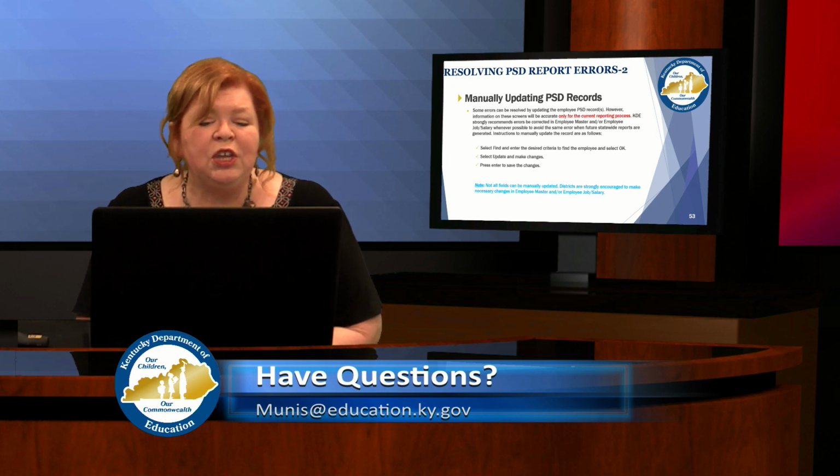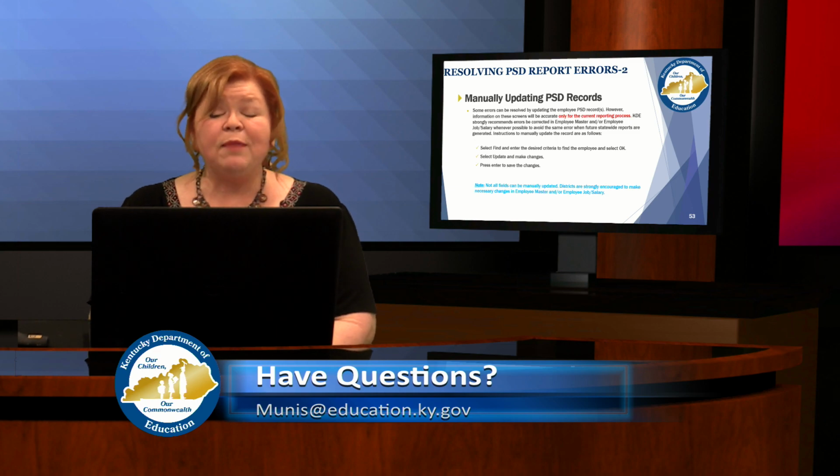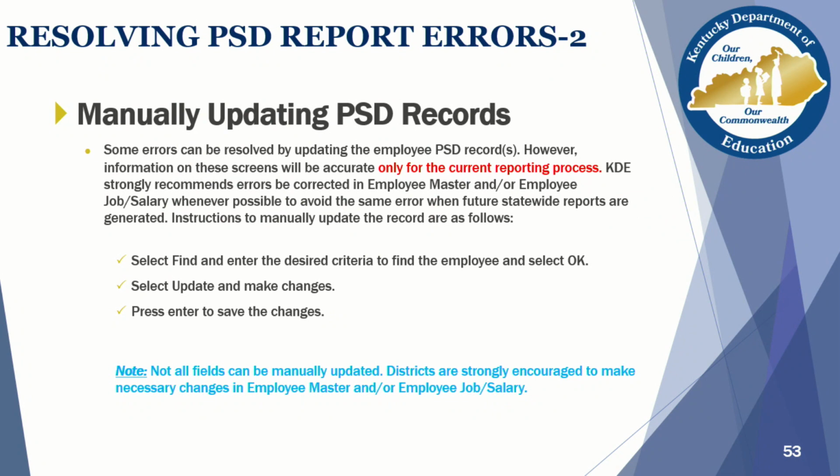So looking at manually updating PSD records, this is very much like CSD records. You can manually update those records, but that doesn't correct that in employee master or employee job salary. We highly recommend that you always go back and correct those in employee job salary and employee master, because you're going to continue to have the same issues if you don't correct it in the Munis system.